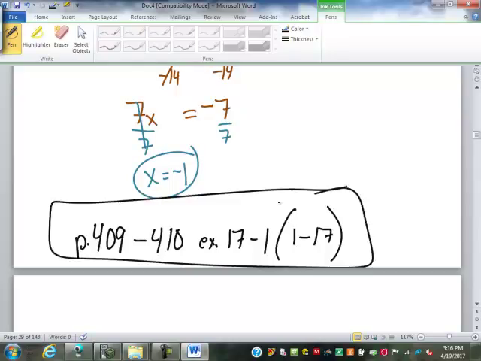Solve with graphing to solve the system of equations. On Friday, we'll talk more about substitution, and then there's another algebraic method we'll talk about. And then on Friday, there will be a quiz on graphing systems.